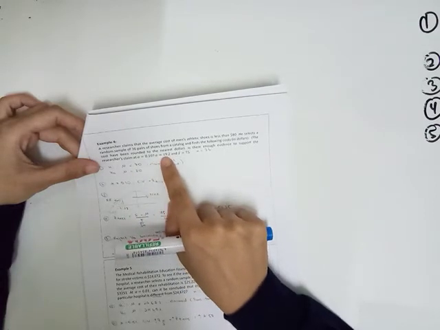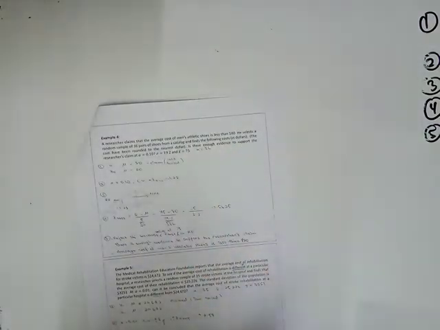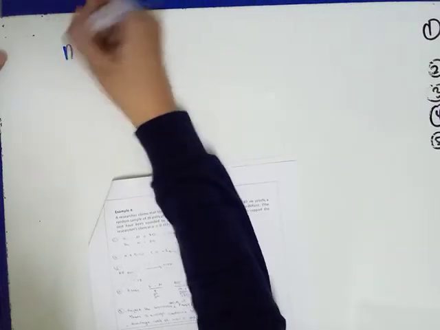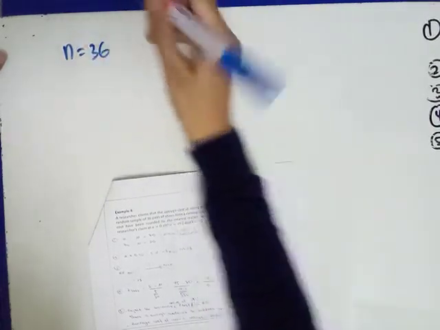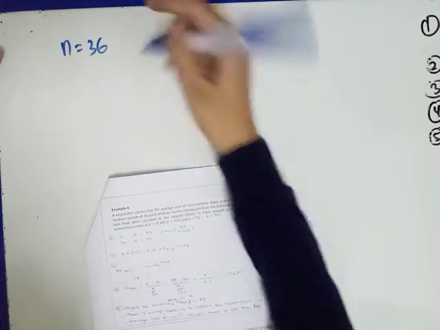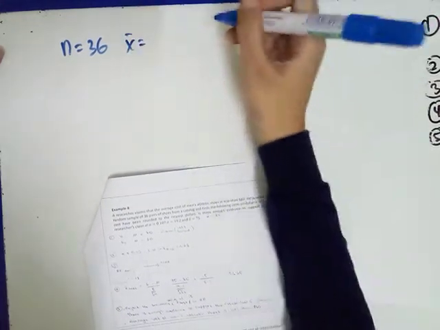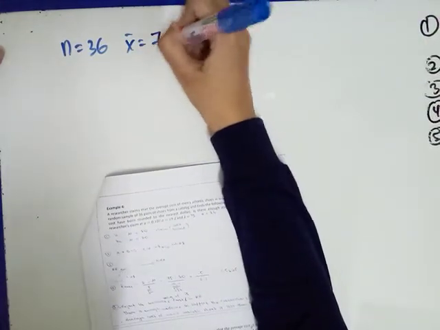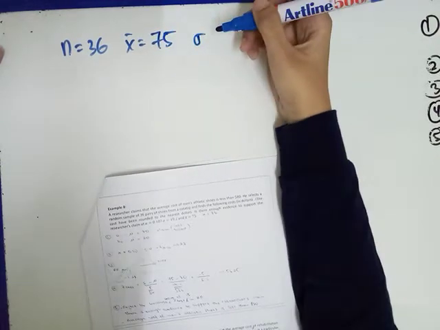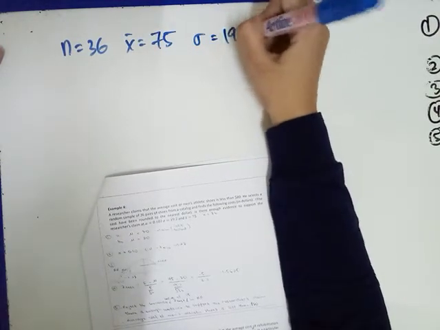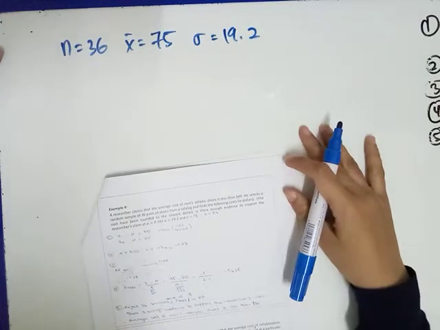Okay, and then we are given the standard deviation and sample mean. First you need to write down the sample mean and sample size. It is 36. Okay, and then the sample mean is 75, and the population standard deviation is 19.2.